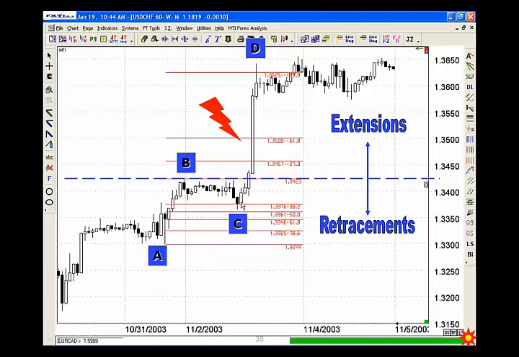And if we see here, look how it came to the 38%. It gave us a nice bullish engulfing. Now we have to look at our extension at the 1618. Anything above this B is going to be the 1618.